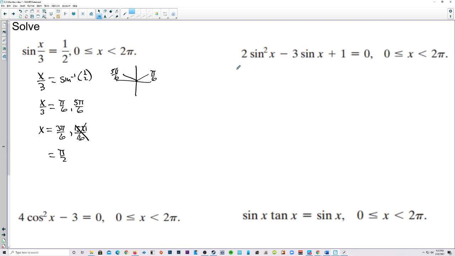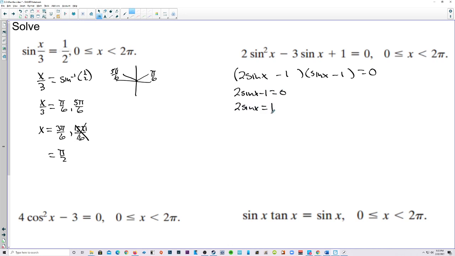On this one, let's factor. This factors into 2 sine of x and sine of x. And then we've got to use factors of 1. Well, not a whole lot of choices here. We've got -1 and -1. So we get 2 sine x minus 1, and sine x minus 1. Now we're going to set these equal to 0.